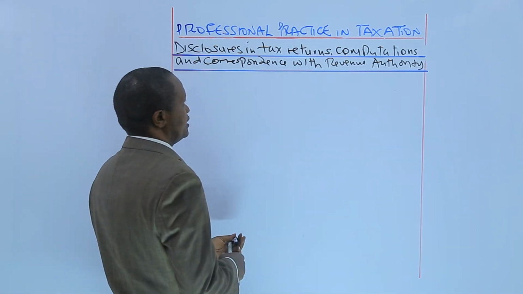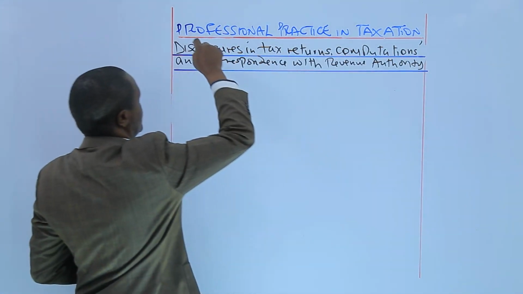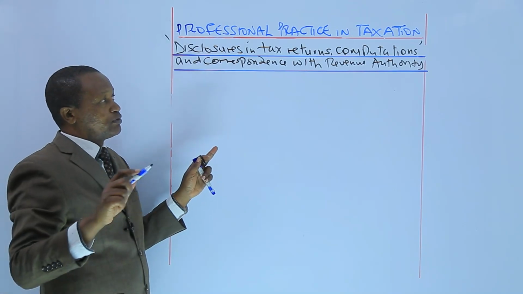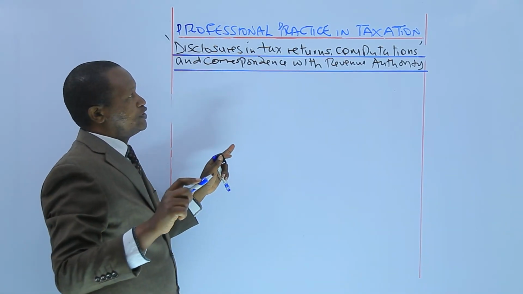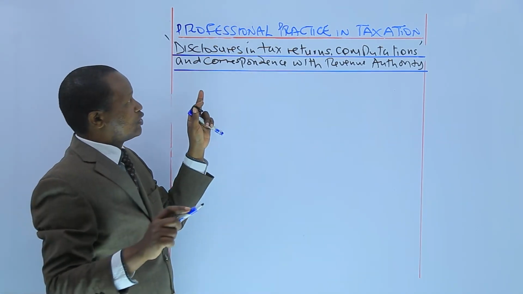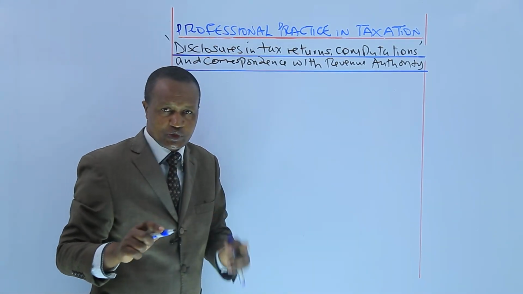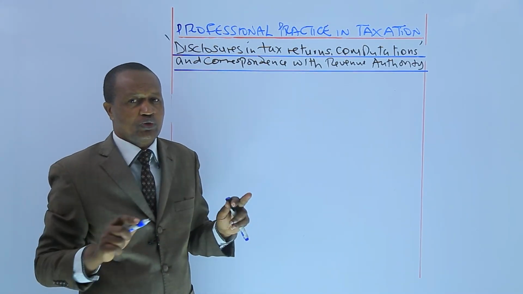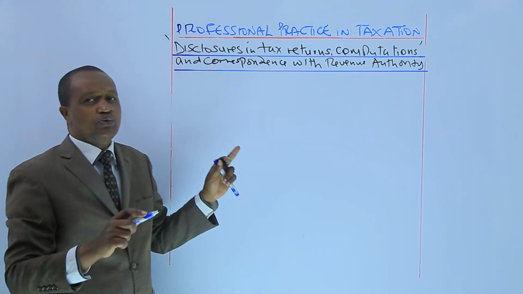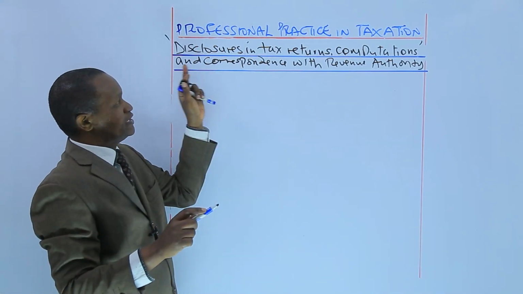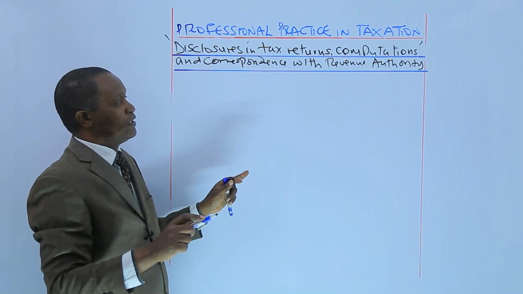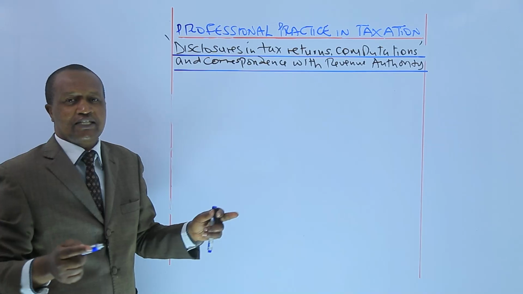Disclosures in tax returns and computation. Candidates, in professional tax practice, these two aspects are very crucial in transparency, accuracy, and compliance. And these two aspects intersect, that is, disclosures in tax returns and computations. In today's lesson, we're going to explain how the two aspects intersect.